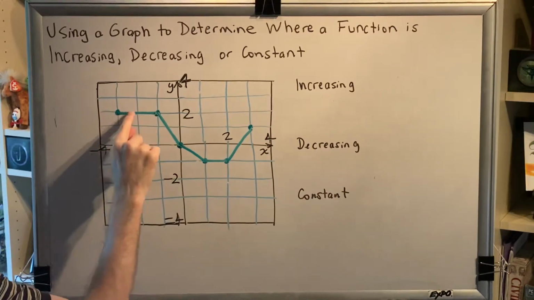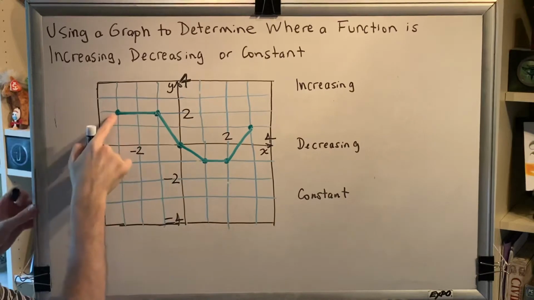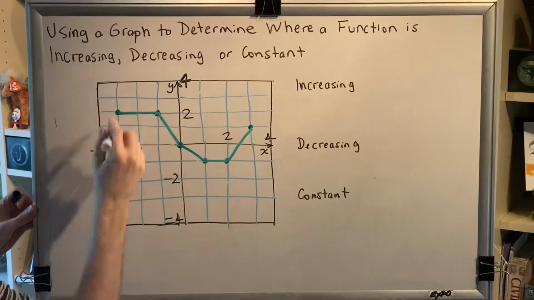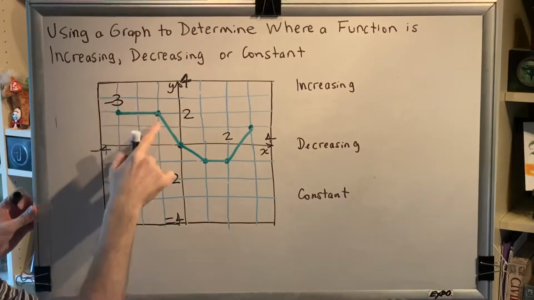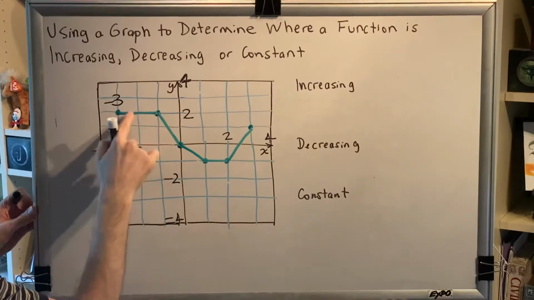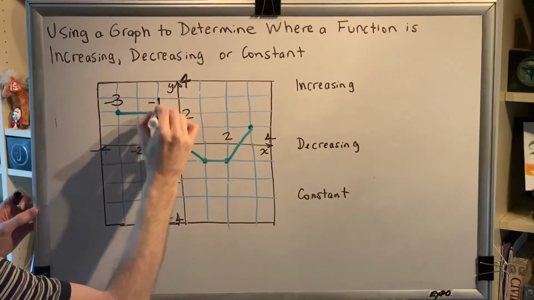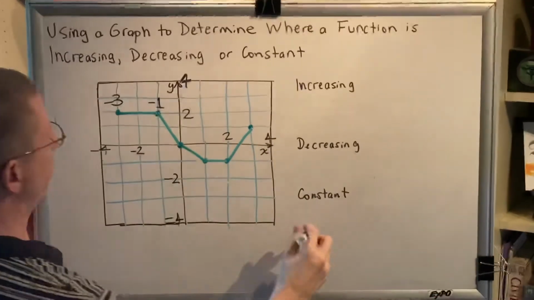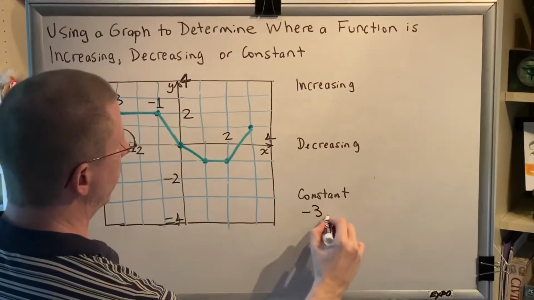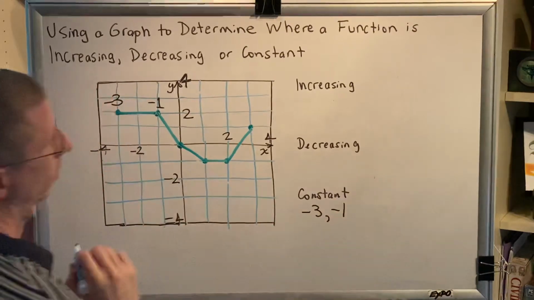All right, so we begin right here. And as we travel from left to right, we notice that in the beginning we are constant. So we note the x-coordinate where that started, which was -3, and the x-coordinate where it stopped being constant and changed to something else, which is -1. So we get our first interval, constant, (-3, -1).